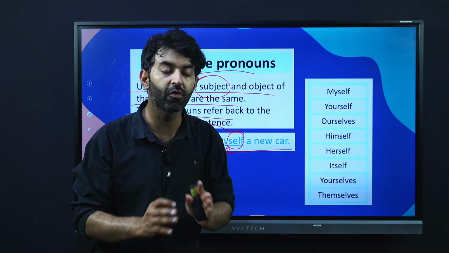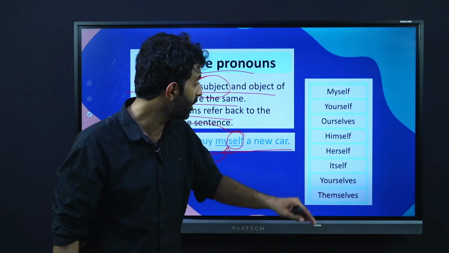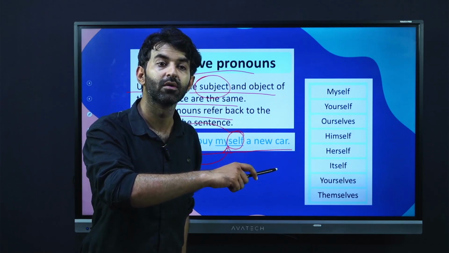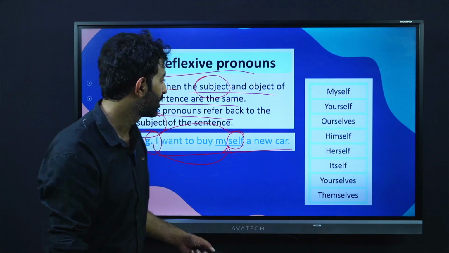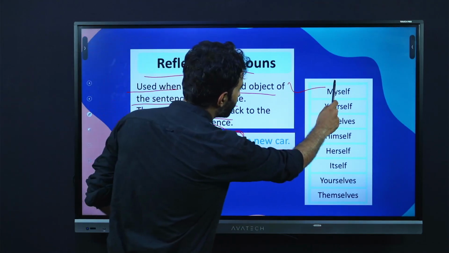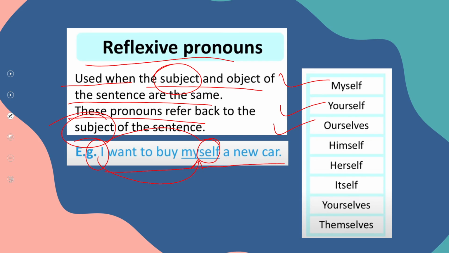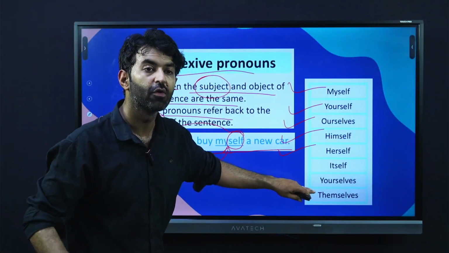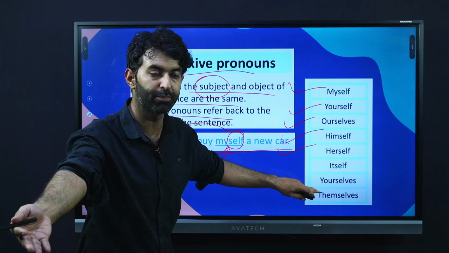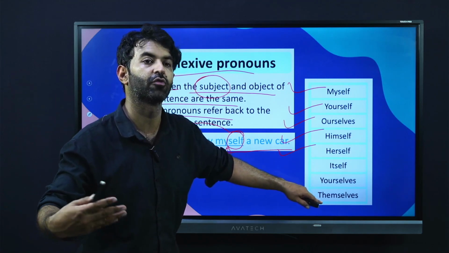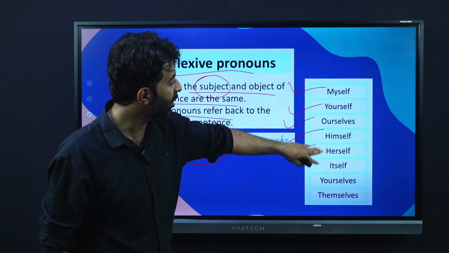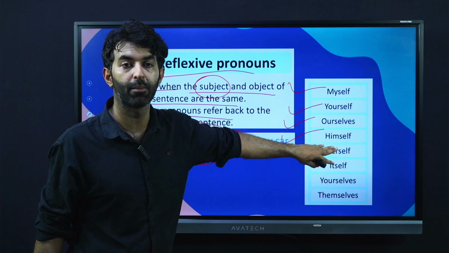himself, herself, all these are your reflexive pronouns, and they are being reflected to the subject. All right. So myself, yourself, ourselves, himself, herself, itself for inanimate objects, yourselves for more than one person, themselves is also for more than one person. Can you tell me which one of them are singular and which one of them are plural?